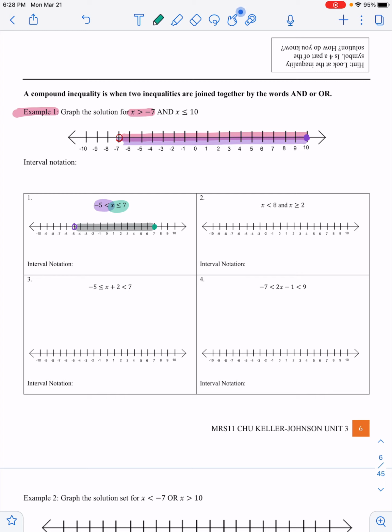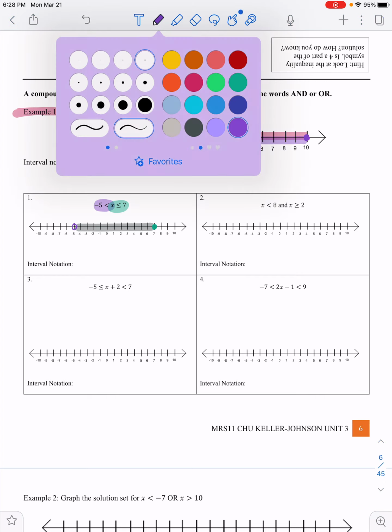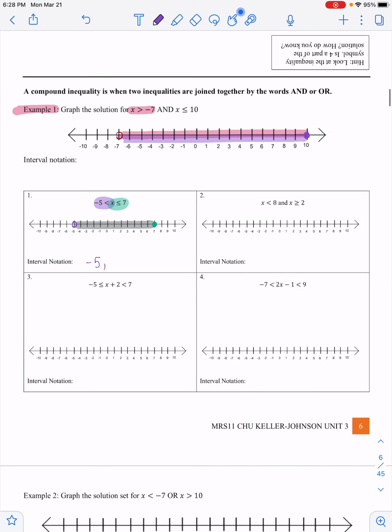Interval notation for this one. So we're going from -5, comma, 7. And now let's do the symbols. -5 is an open circle, so that's going to get parentheses. And then 7 is a closed circle, so that's going to get a bracket. Again, parentheses are open circles, brackets are closed circles.